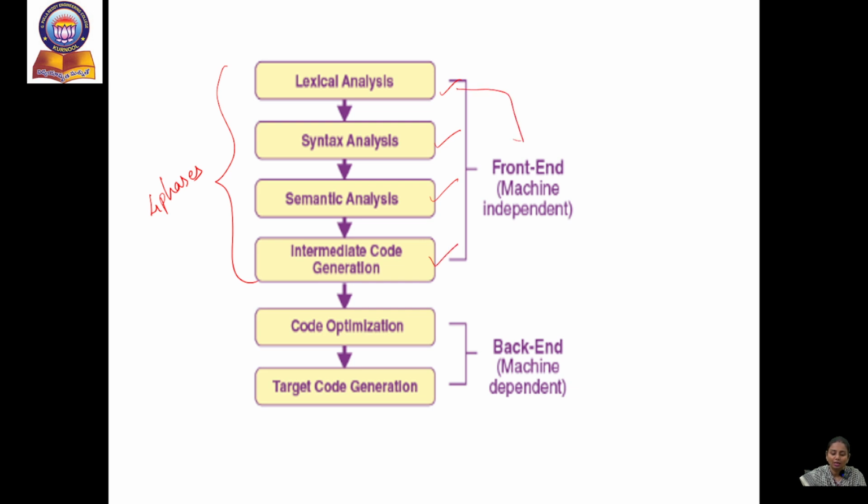All these 4 come under the front end, that is the machine independent. So these 4 phases can do their functionality without any machine dependency. They can work individually without needing any support from the environment of the machine. And the remaining last 2 phases, that is code optimization and target code generation, come under the back end, that is the machine dependent.